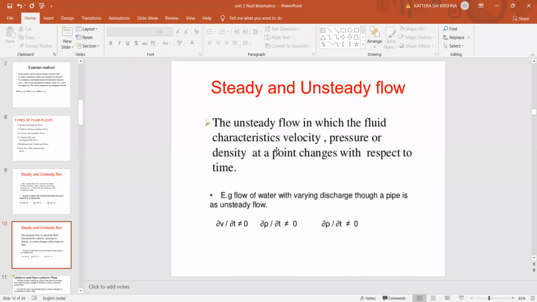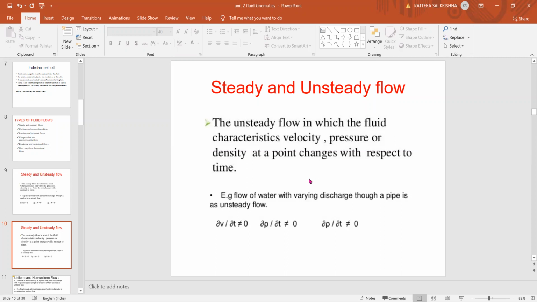As the characteristics are changing with respect to time, you get some term always for dou v by dou t. So it is not equal to 0. Similarly, dou p by dou t is not equal to 0. Dou rho by dou t is also not equal to 0. So it is just the opposite of steady flow. Steady flow's opposite is unsteady flow.